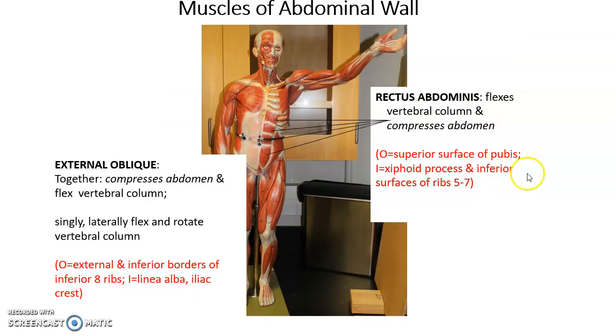So rectus abdominis, when it contracts, can flex the vertebral column, allow you to bend over to bow, and also compresses the abdomen. The external obliques, one on each side, acting together, can compress the abdomen and help you flex the vertebral column. So when they act together, it is the same as rectus abdominis. But when only one acts, it causes the vertebral column to laterally flex, to let you lean over to one side, or to rotate the vertebral column, to let you twist the trunk of your body.